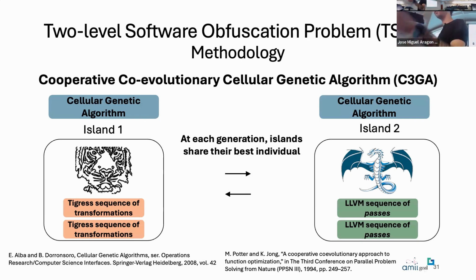To evaluate one island's solution, you need to compose a whole solution of the problem. To make that possible, at the end of each generation, each island is going to share its best partial solution with the other one, so that when you evaluate the Tigress sequence, you compose this sequence with the best one of the latest generation of the other island, and then you evaluate your solution to the problem.